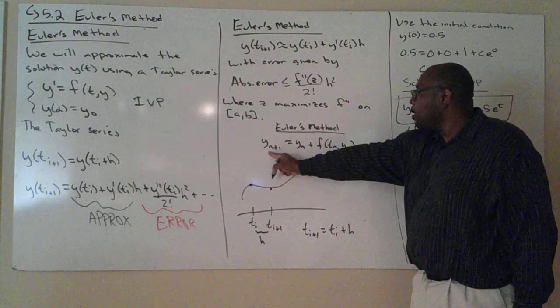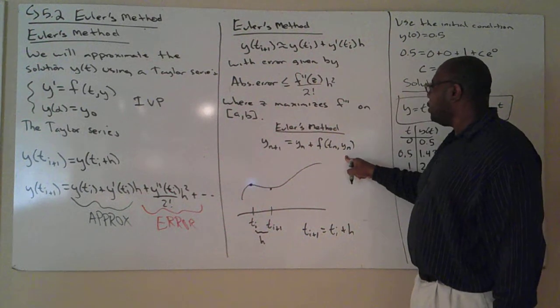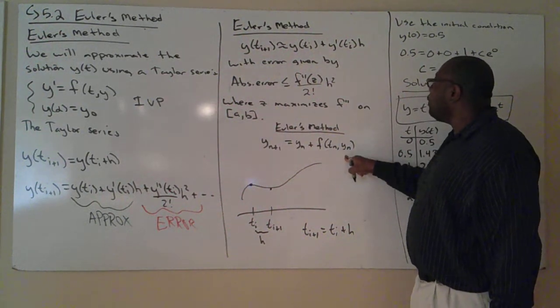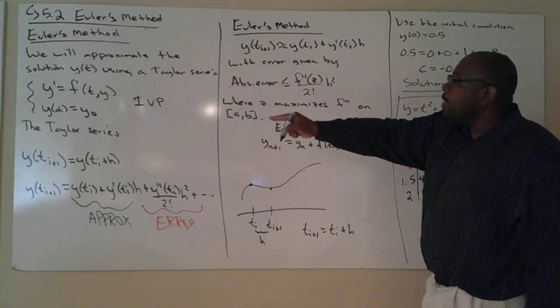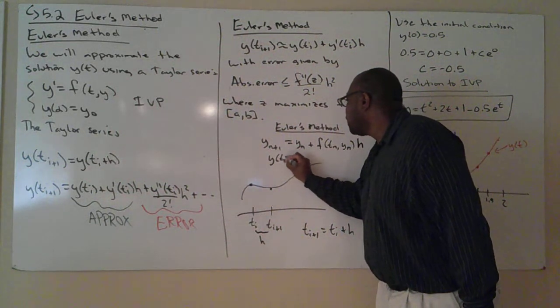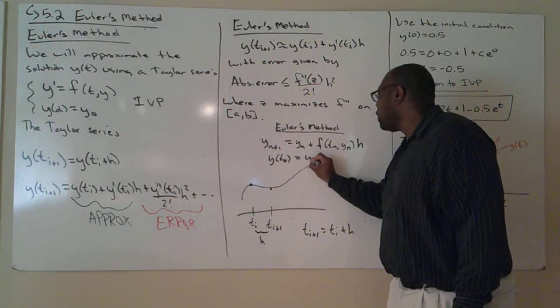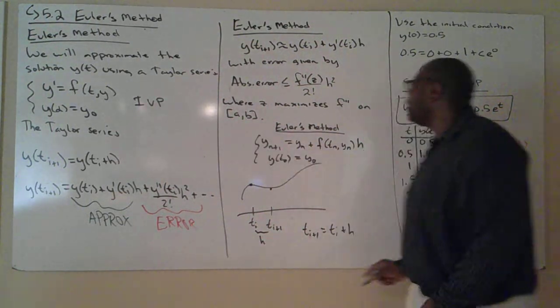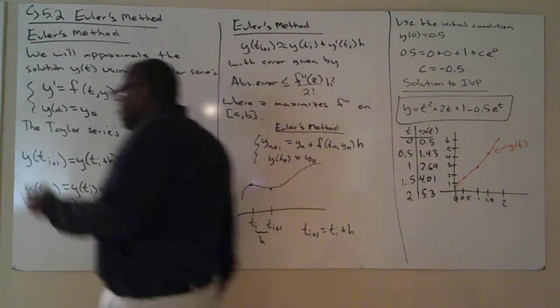So it's going to be y sub n plus 1 equals y sub n plus f of t sub n, y sub n, times h. And then we have our initial condition, y of t sub 0, because t sub 0 is our first node, equals y naught. This is it. This is our Euler's method.